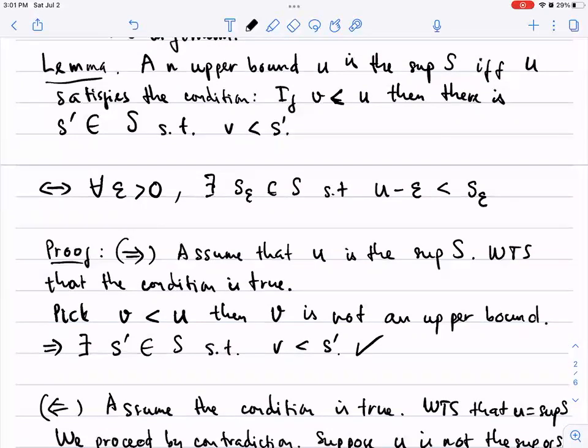Then by the definition of an upper bound, there must exist some number S prime inside this set capital S such that V here is smaller than S prime, because V is not an upper bound.